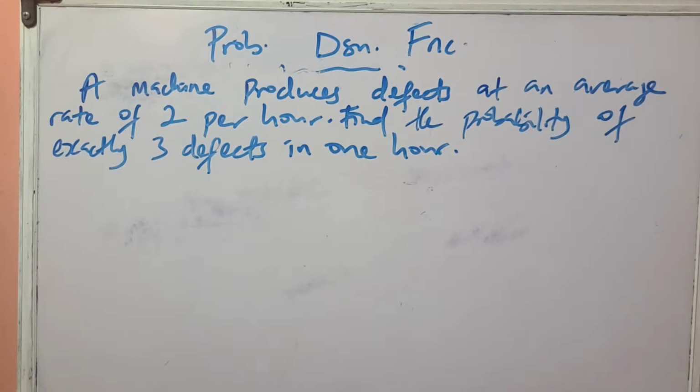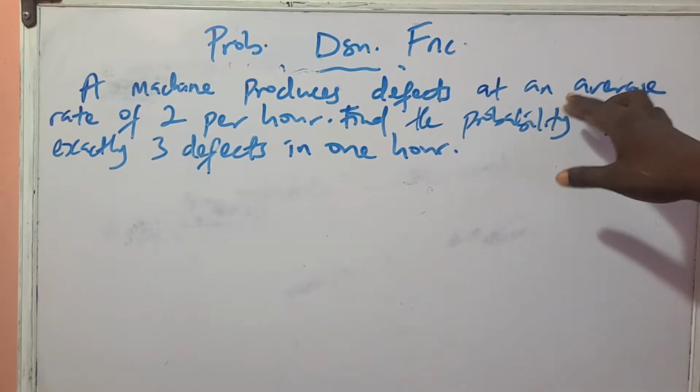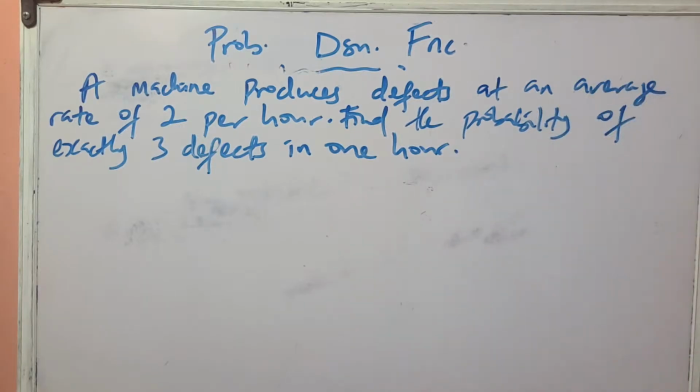I'm sure you understand what defects are. That means probably, let's say the machine was producing sandals. Of course, machines, even though they are very great, are not always so perfect. There's always something we call defective items. So now we are being told that a machine produces defects at an average of 2 per hour. So in an hour period, you will see 2 defects. So the question says find the probability of exactly 3 defects in 1 hour.